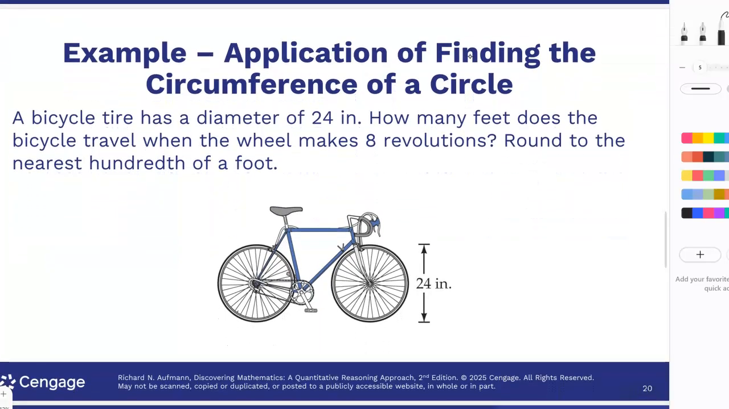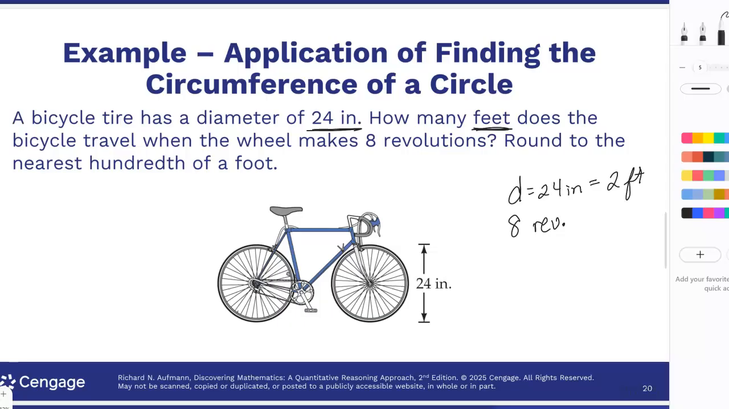So let's look at an example. The bicycle tire has a diameter of 24 inches. How many feet does the bicycle travel when the wheel makes 8 revolutions? So one thing we need to notice here is that the diameter is in inches. They want to know how many feet we're going around. We know that there's 12 inches in 1 foot. So this is equivalent to 2 feet.